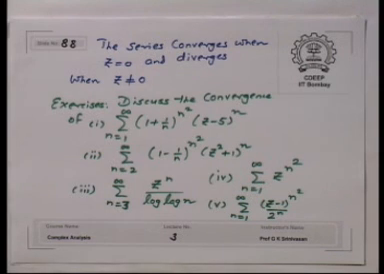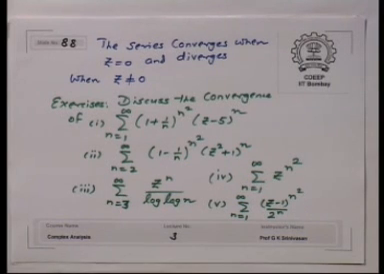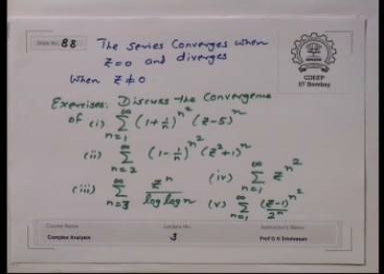Sigma n from 1 to infinity (1 plus 1 over n) to the power n squared into (z minus 5) raised to the power n; sigma n from 2 to infinity (1 minus 1 over n) to the power n squared into (z squared plus 1) to the power n; sigma n from 3 to infinity z to the power n upon log n.